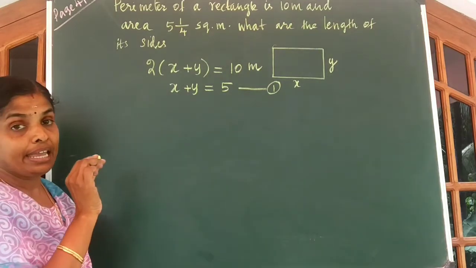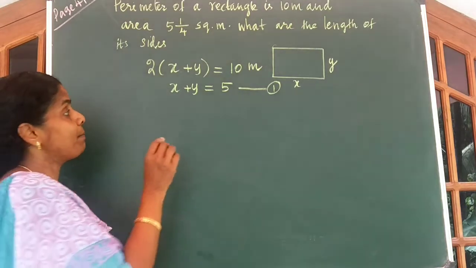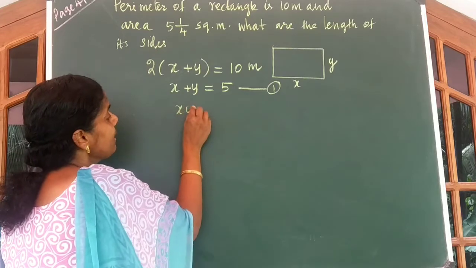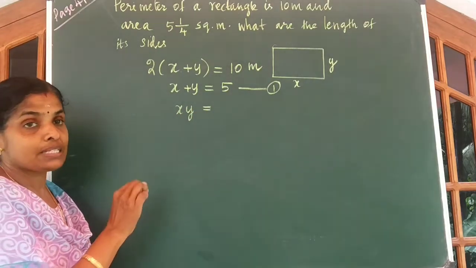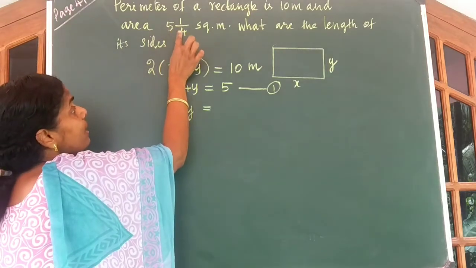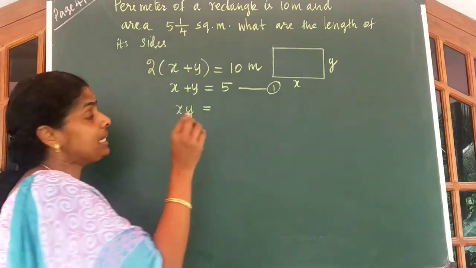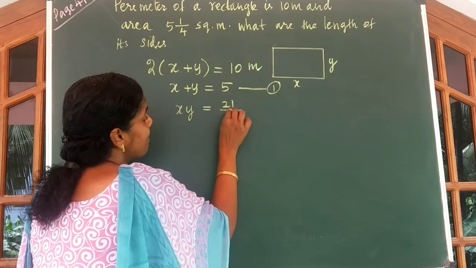Next condition, area is equal to 5 1 by 4. So what is area? Length into breadth gives you area. So you got xy is equal to area. 5 fours are 20, 20 plus 1, 21 by 4.